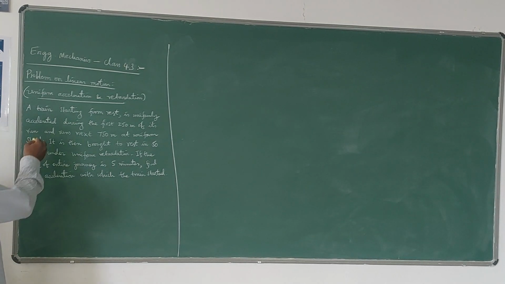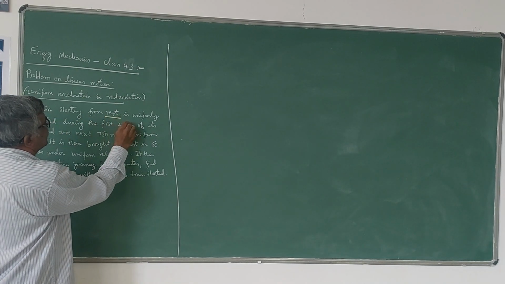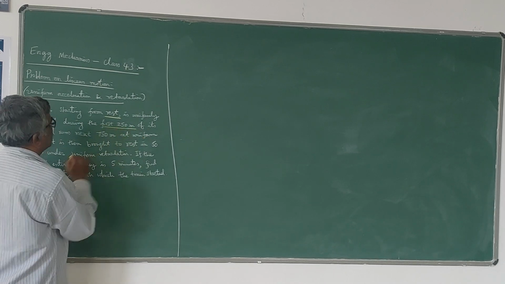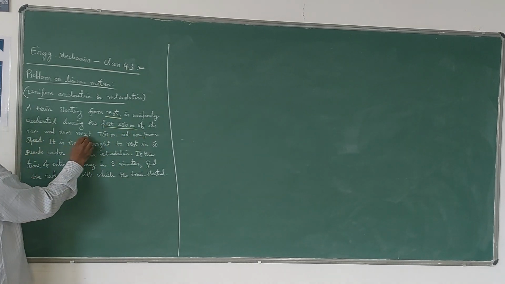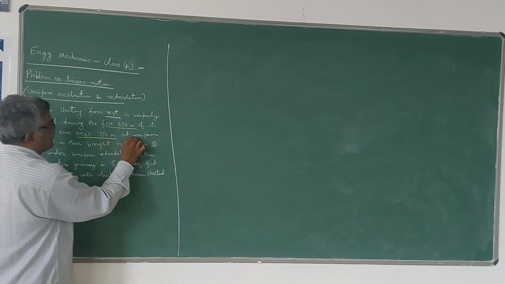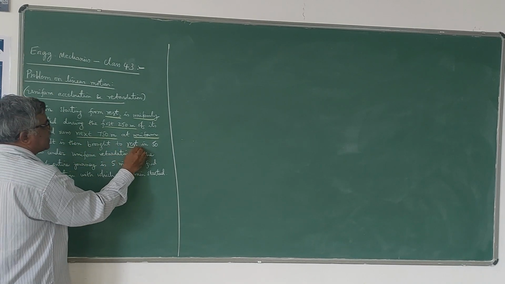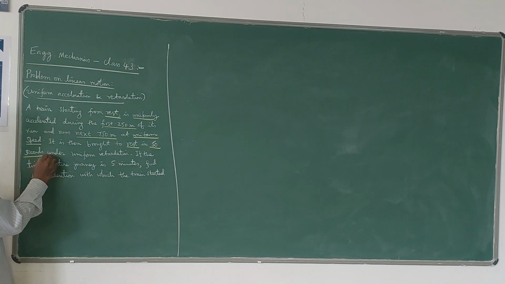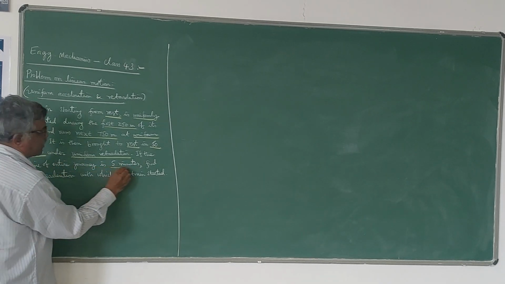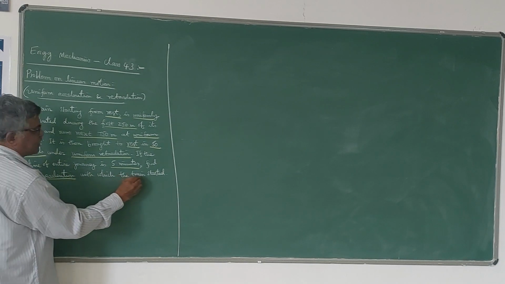Now the question here is like this: a train starting from rest is uniformly accelerated during the first 250 meters of its run and runs next 750 meters at uniform speed. It is then brought to rest in 50 seconds under uniform retardation. If the time of the entire journey is 5 minutes, that is 300 seconds, find the acceleration with which the train started.